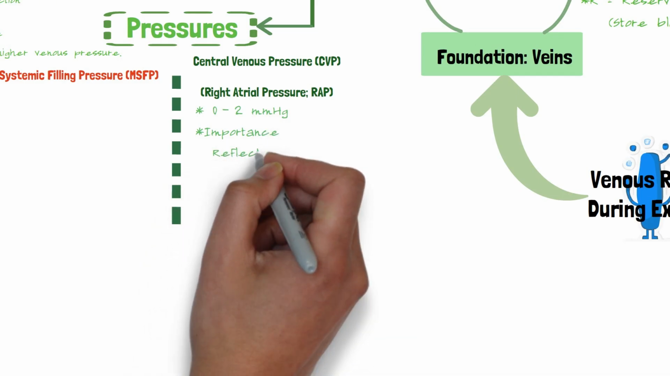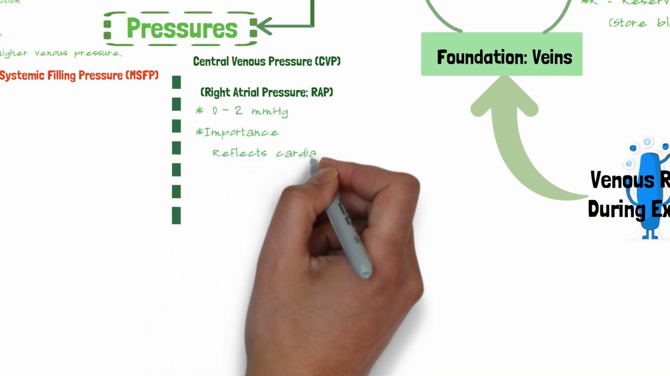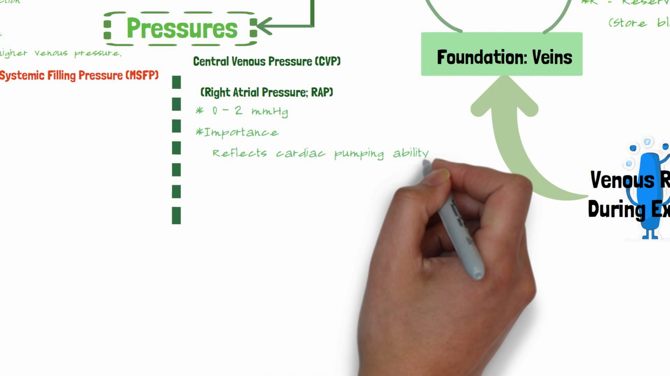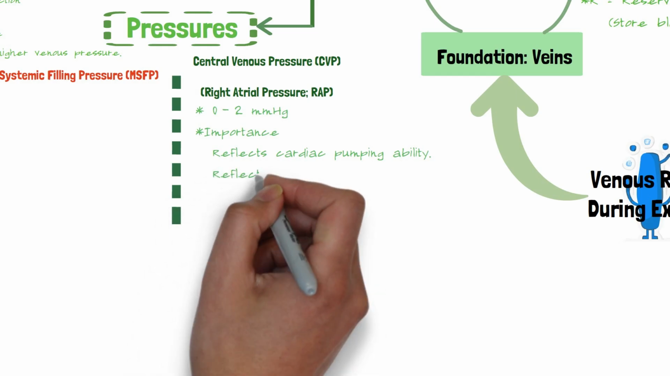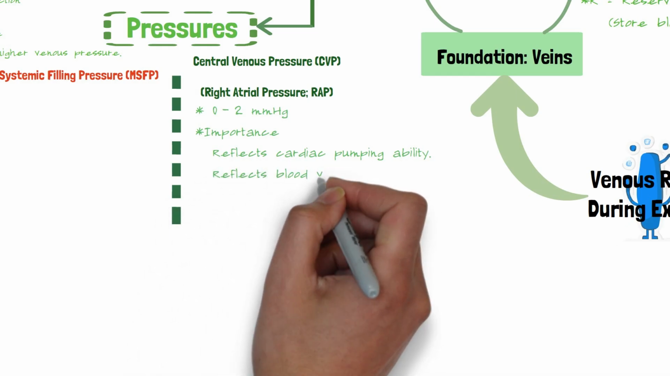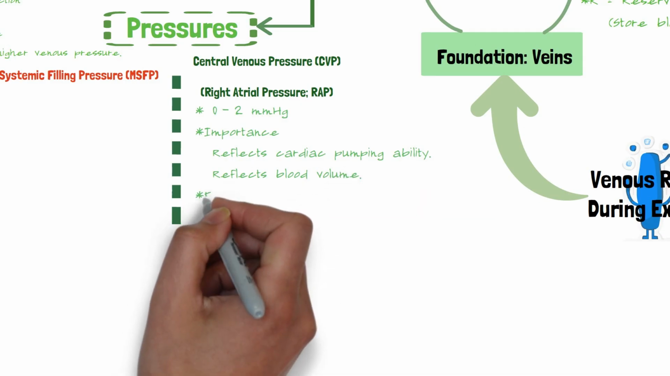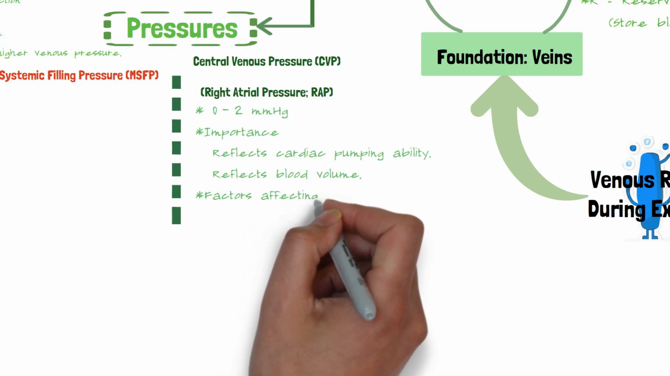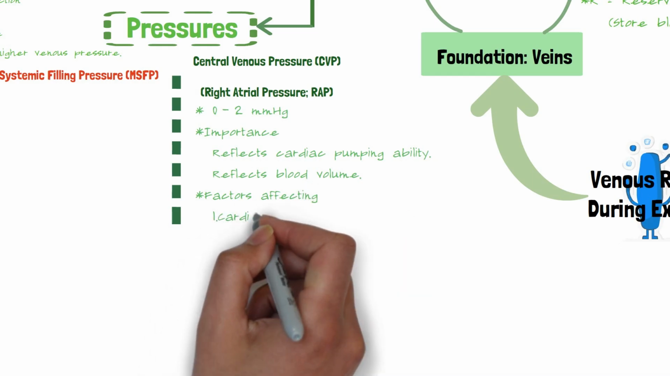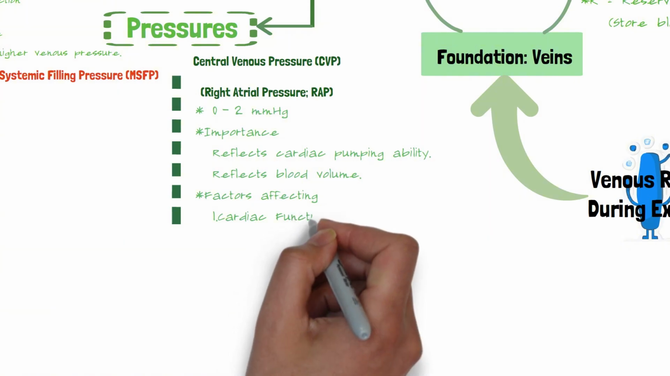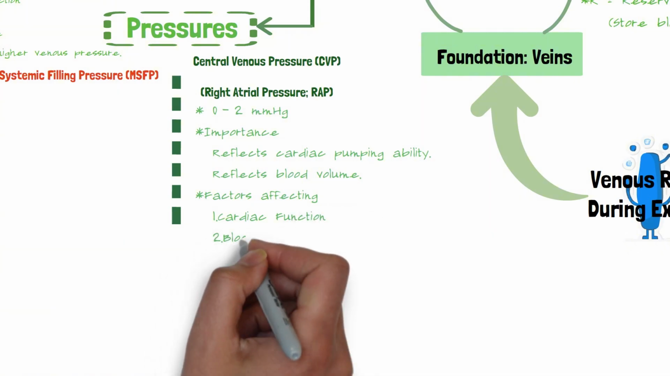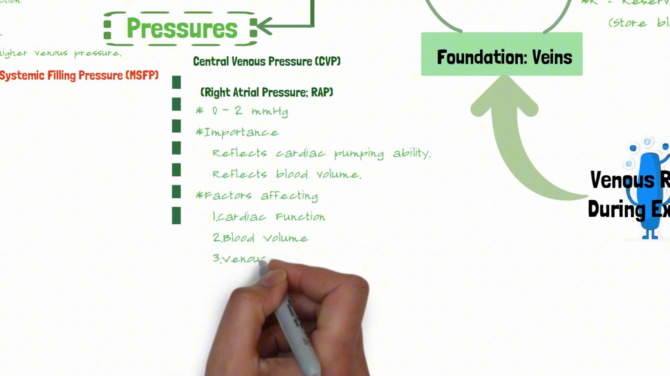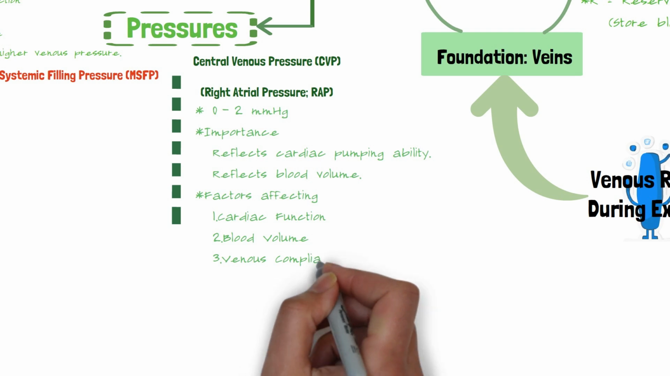And why is this important? Central venous pressure tells us about two important things. First, how effectively the heart is pumping the blood, and secondly, the blood volume status. So clinicians use this to assess the venous circulation of the patient, whether the problem is the blood volume or the heart. What are the factors that affect the central venous pressure? Mainly three factors: the cardiac function, the blood volume, and the venous compliance. Let's look at each of them.